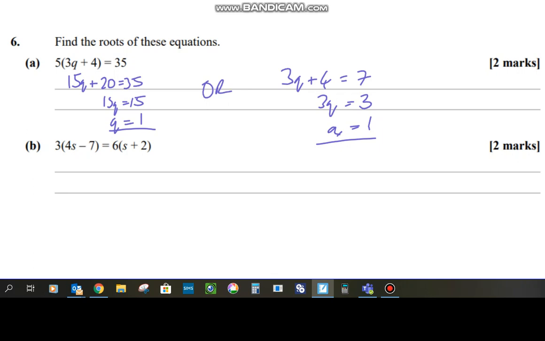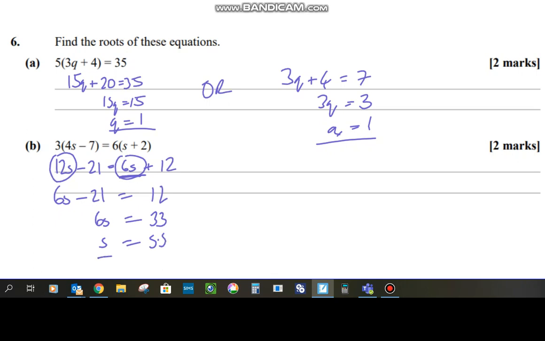For 6b, again, we could expand the brackets out here, and so that would give us 12s minus 21 is equal to 6s plus 12. And then if we look at these, I've got 12s and I've got 6s. Well, the smaller one is the 6s here. So if I take 6s off, that gives me 6s minus 21 is equal to 12. We add the 21, so 6s is equal to 33. Divide by 6, so s is equal to 5.5. Okay, that's probably the easier way to do it.